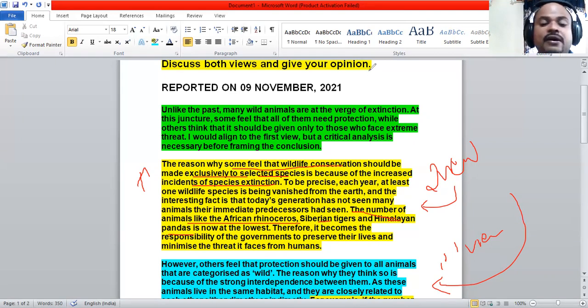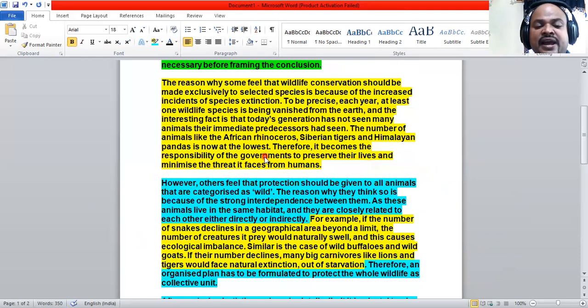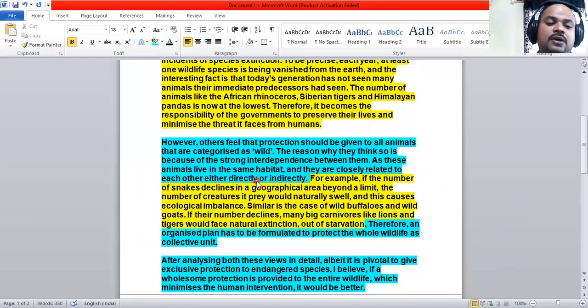So we have a paragraph which deals with the necessity of wildlife conservation exclusively for the species facing extinction. Now we are moving ahead with the next thing. However, others feel that protection should be given to all animals. This is a somewhat different opinion.